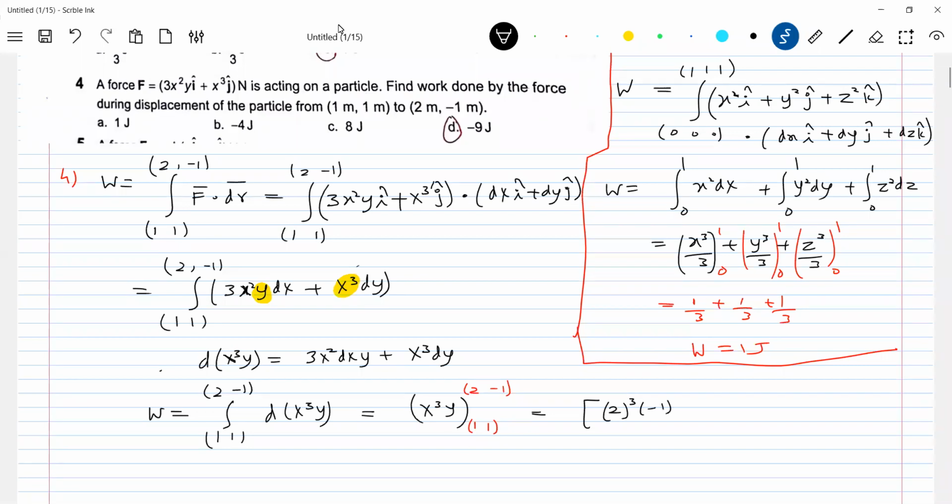Then minus. First I substituted the upper limit, then the lower limit. Now I'll give color for the limits, so it'll be easy for you. First the upper limit, in red color. This will be 2 cube minus 1. Then substitute the lower limit. The lower limit is what? The value of x is 1, no? 1 cube. The value of y is minus 1.